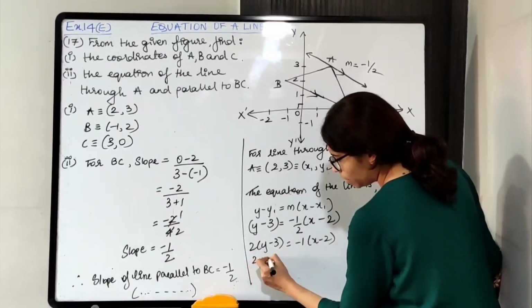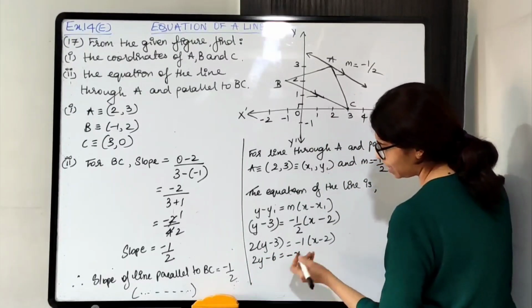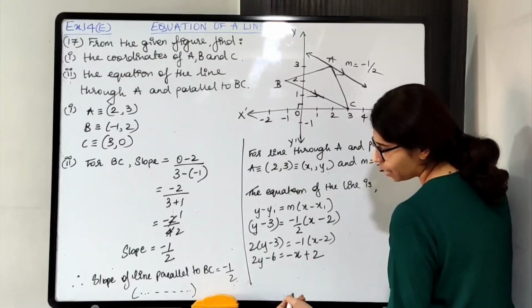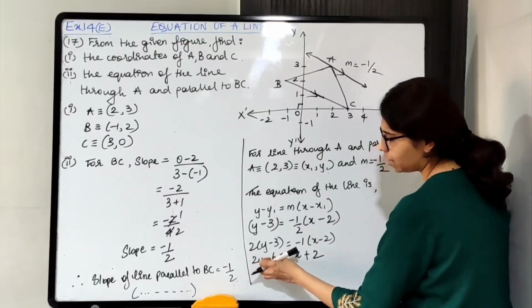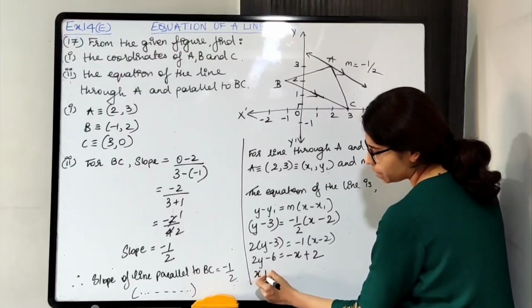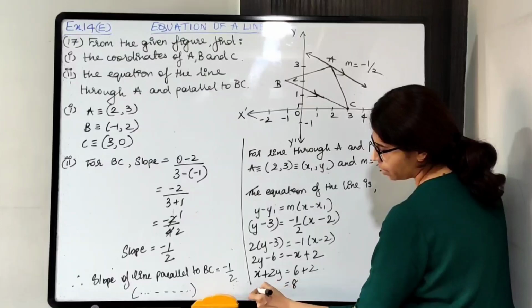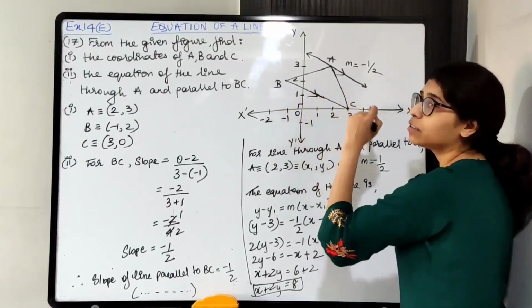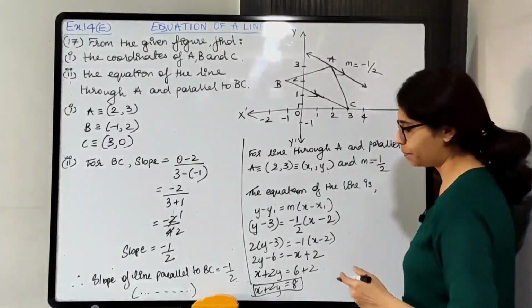Opening the brackets, 2y minus 6 is equal to, यहाँ पे signs change हो जाएगा, minus 1 into x, that is minus x, minus minus plus 1 into 2, 2. I'll shift x over here because it is negative to make it positive, and 6 over here. So x plus 2y and 6 plus 2, that gives 8. So x plus 2y is equal to 8 is the equation of line through A and parallel to BC. Write down the final statement and don't forget to box the equation.